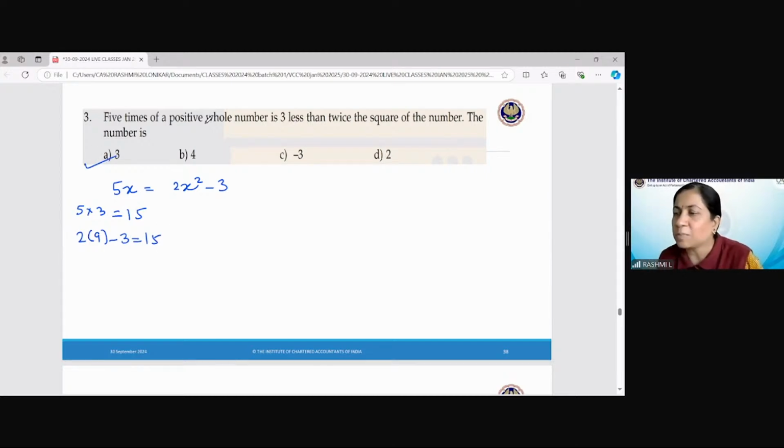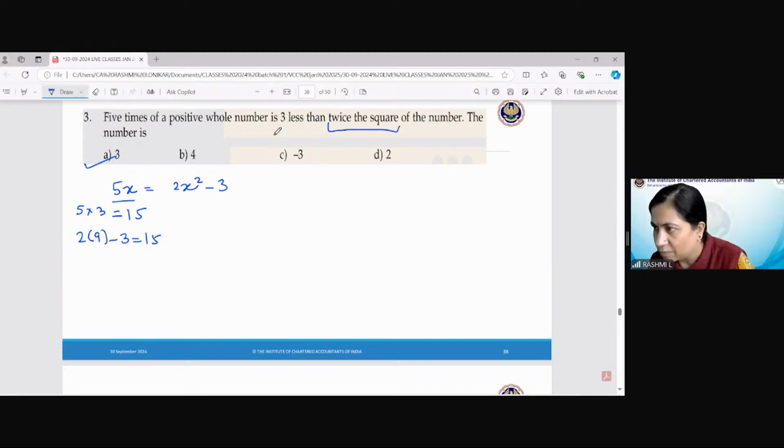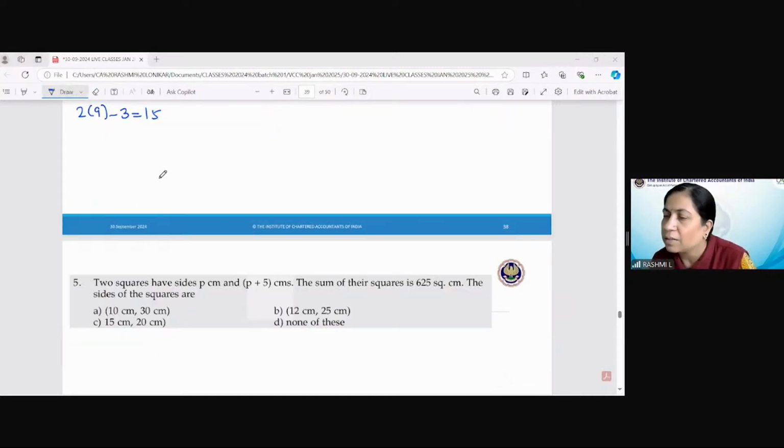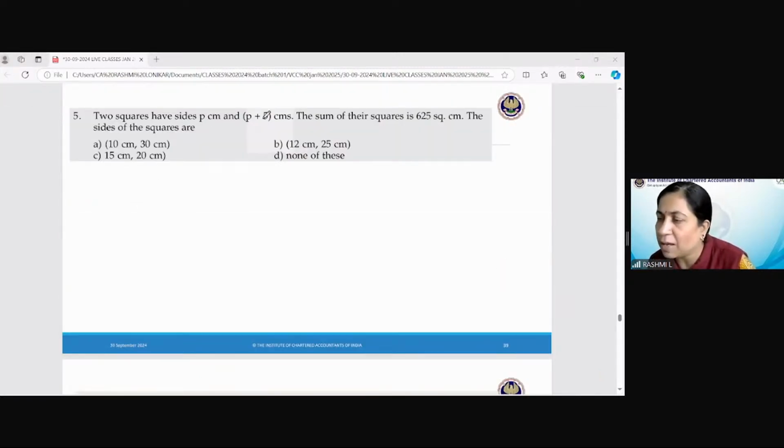So 5 times a positive number, 5x, is 3 less than twice the square. So ये पहले कर लो, twice the square, 2x square minus 3. Yes, very good, very good. Then two squares have sides P and P plus 5. मतलब क्या हो गया? दो squares हैं, एक की साइड P है, दूसरे 5 सेंटीमीटर बड़ी है, P plus 5.